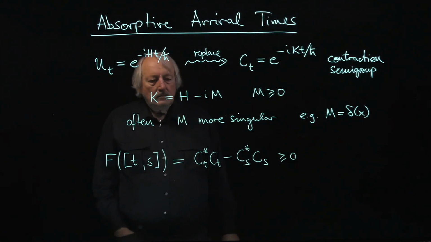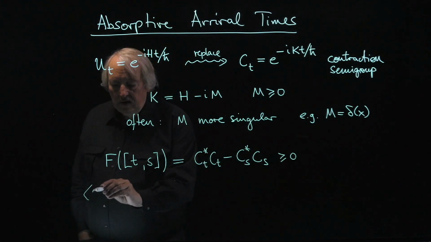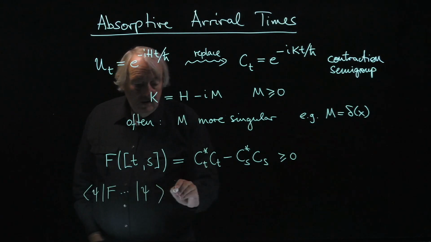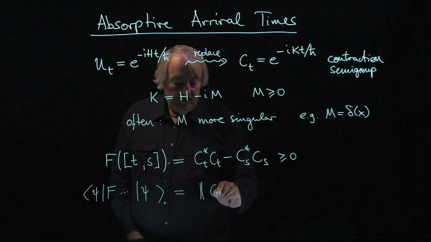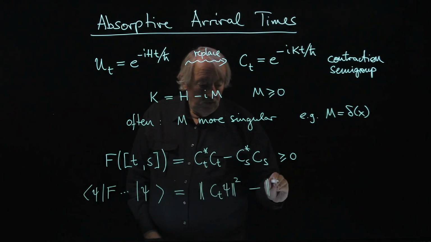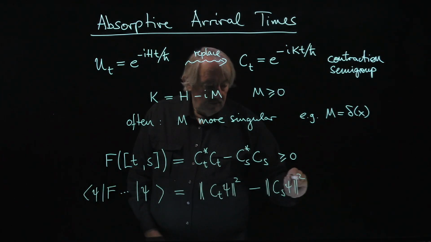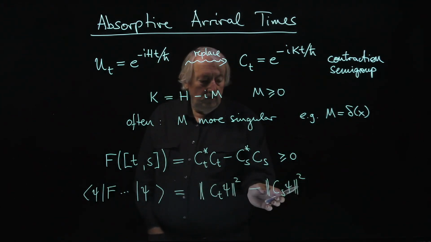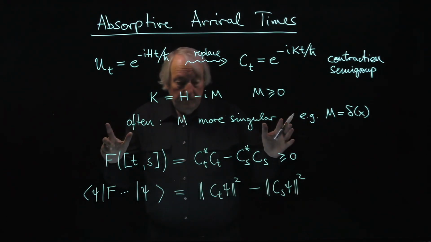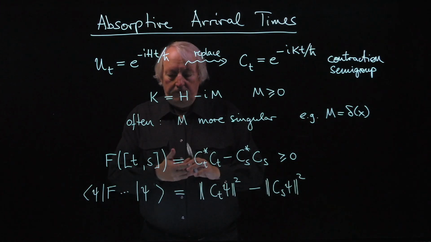And if you look at the expectation value of this, so actually psi, this operator, psi, it is simply the norm of C_t psi squared minus the norm of C_s psi squared. Because it's a contraction semigroup, the second one has to be smaller, so it's a positive expression. So the loss of normalization is really interpreted as arrival. That was the whole idea.